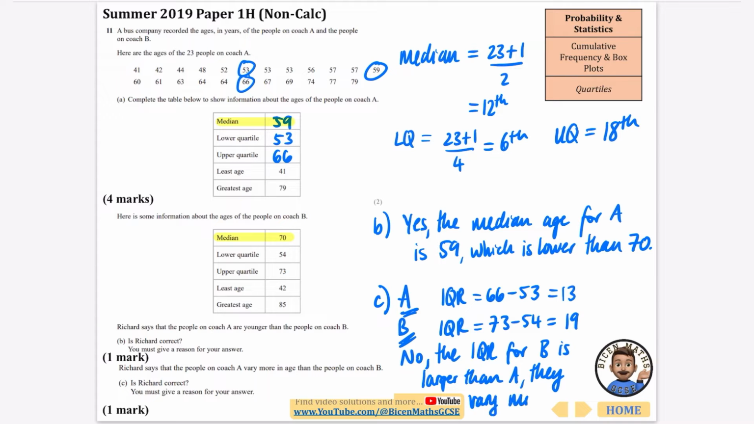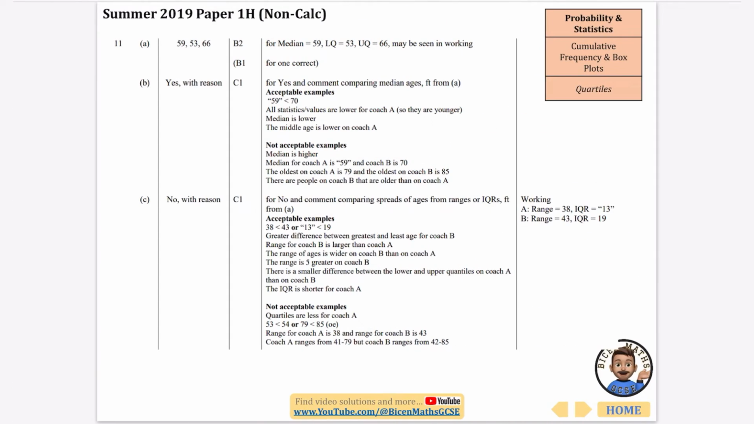So B varies more than A. Let's see if we've got these right. So we've got the 59, the 53, and the 66, and then we've got yes with a reason and no with a reason. So here are some of the accepted kinds of things. They really do want you to have numbers with these bits. Like I said, you could do it with the interquartile range, but they also would have accepted answers with the range as well.